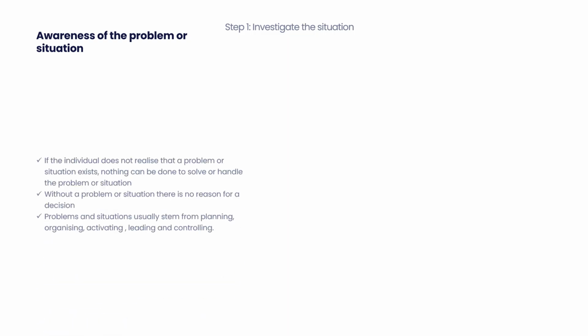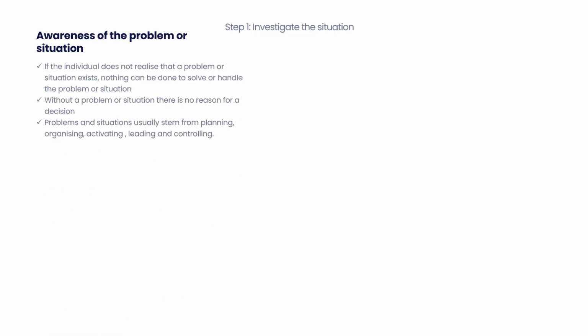Step one, investigate the situation. Now they are helping us in the rational decision-making process. How do we do the investigation in the situation we are facing? Awareness of the problem or situation.